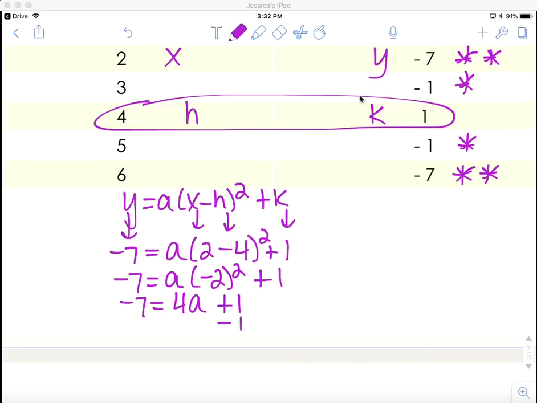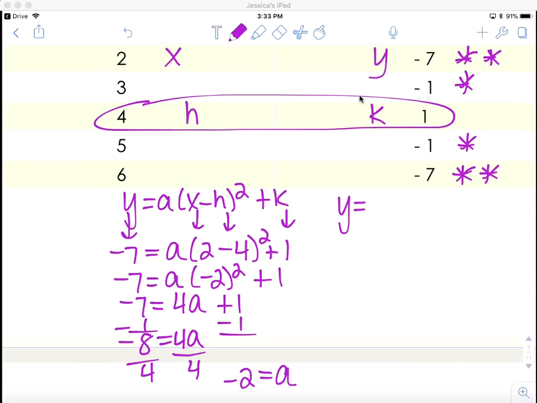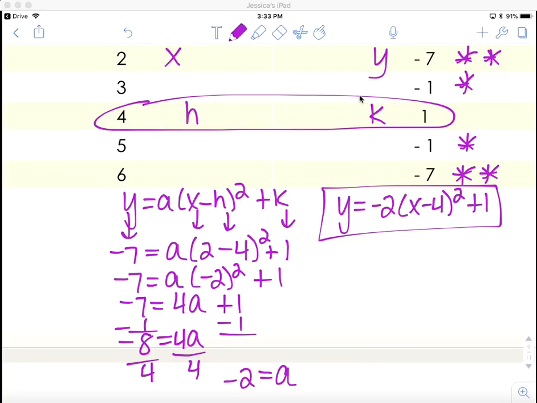I subtract the 1 on both sides, and I get negative 8. Then when I divide by 4, my a value is negative 2. My final answer is y equals negative 2 times x minus 4 squared plus 1. Remember, your final answer should have a value for a, h, and k.